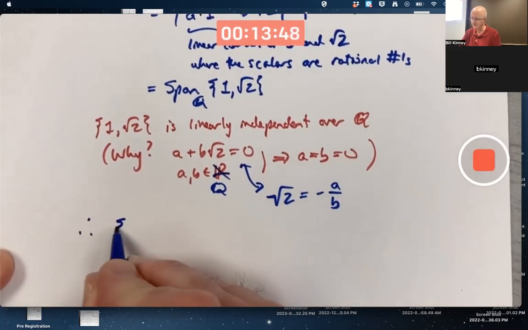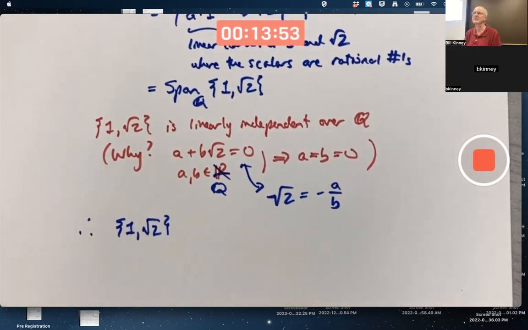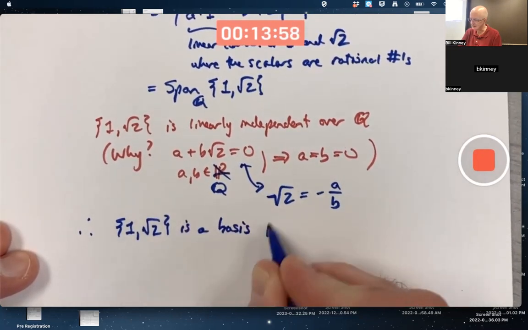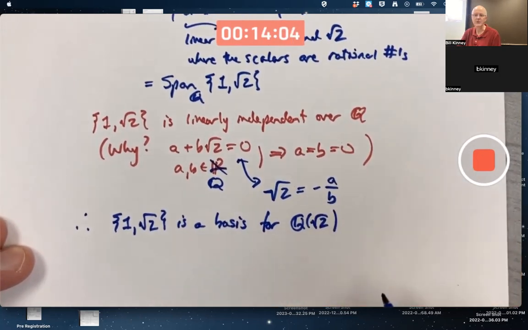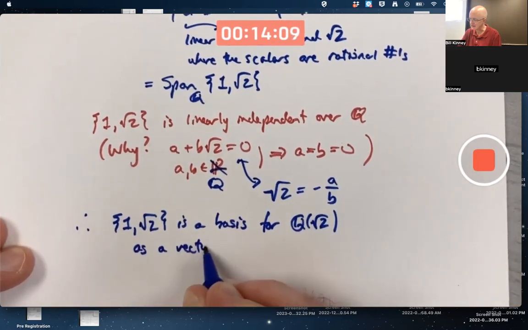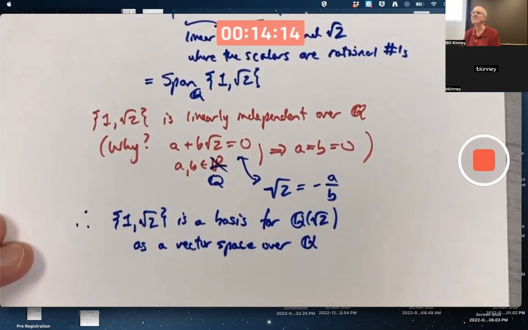Therefore, the set of two numbers, two quote-unquote vectors, is a basis for Q adjoin square root of 2 as a vector space over Q. Okay. The vector space content, which again in the 10th edition of the book, they got rid of it for some reason, is important for understanding this stuff. And it does come up in later chapters in the 10th edition.